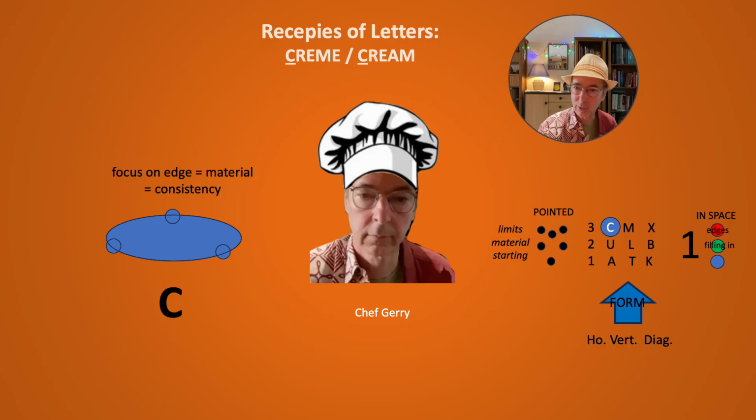And what does it mean when I have a recipe and I am a cook or a chef who wants to cook or bake or whatever? When I want to have a recipe, I focus on the material. When I focus on the edges, I actually focus on the consistency. So that is my first focus, my consistency. I check the consistency. This will be my main attention in my recipe. C: focus on the edges, the material, the consistency.